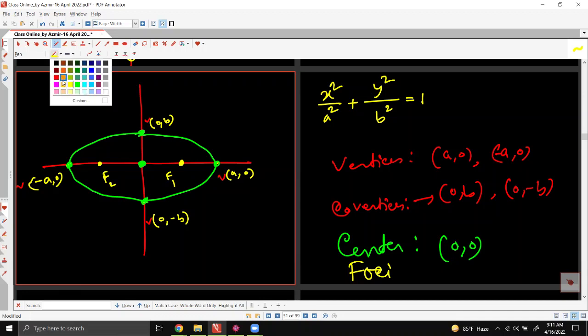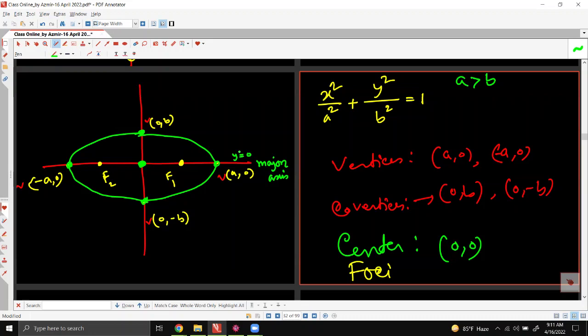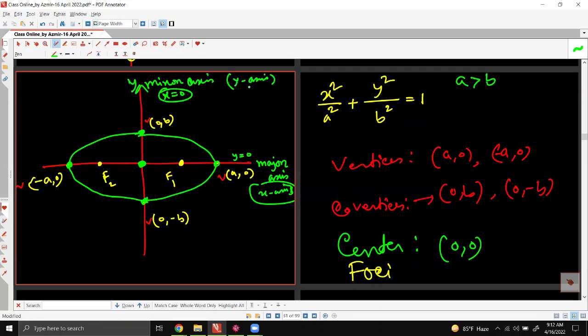The equation of the x-axis is y equals 0. But this equation, that is y equals 0, or this axis is known as the major axis. So the major axis for an ellipse where a is greater than b is the x-axis. And the y-axis is the minor axis. The y-axis equation is x equals 0. So the minor axis is the y-axis.